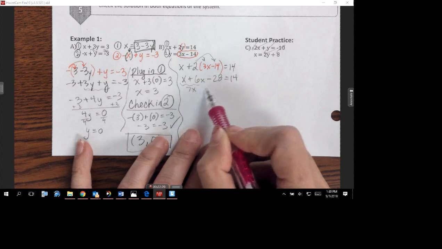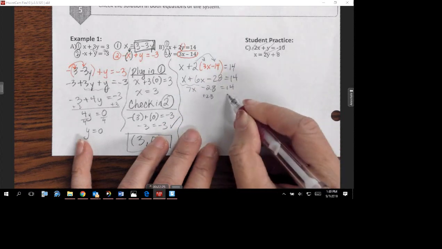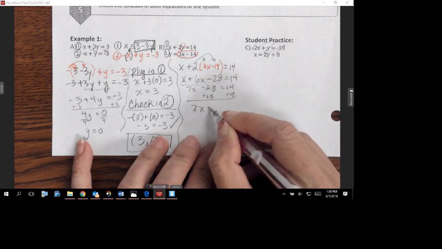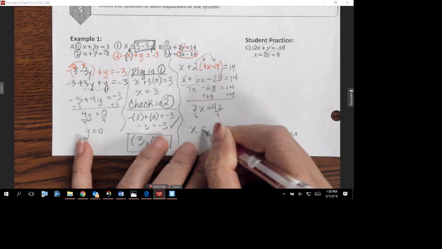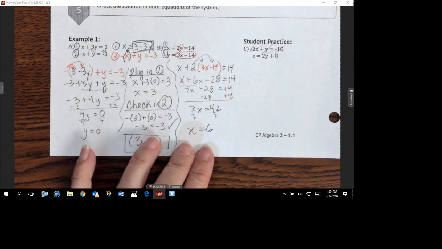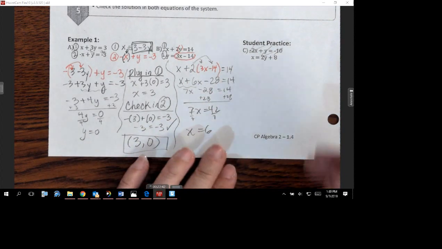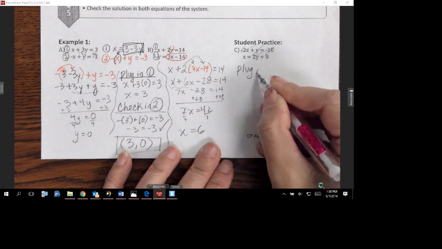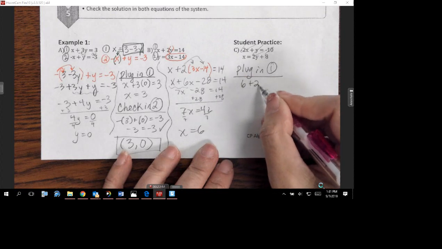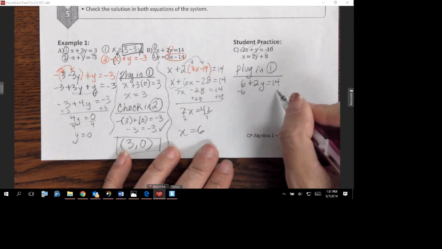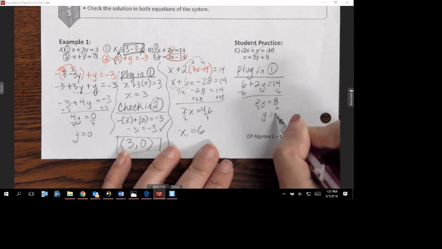So x plus, now I'm going to distribute, because now I'm just solving: x plus 6x minus 28 equals 14. Like terms, 7x minus 28 equals 14. Add 28. 7x equals 42. Divide by 7. X equals 6. I just solved equations from algebra 1. Got one answer. I need both answers. So now we go to plug in equation 1. Plug in x. 6 plus 2y equals 14. Minus your 6. Divide by your 2. Y equals 4.